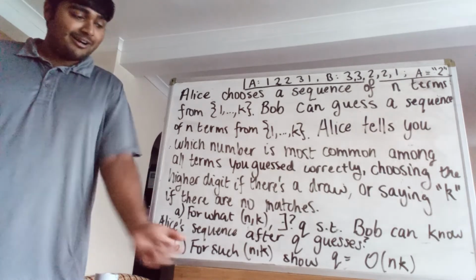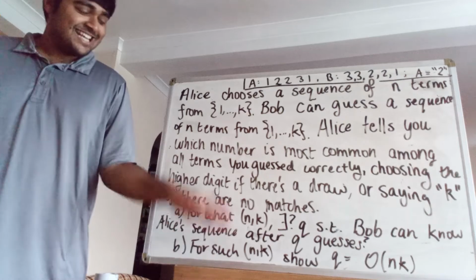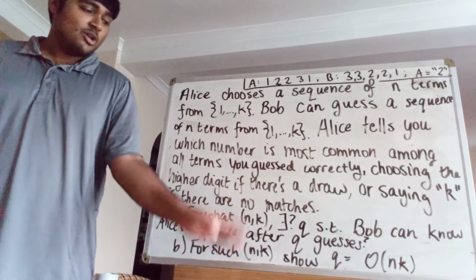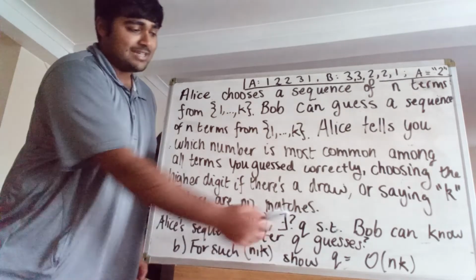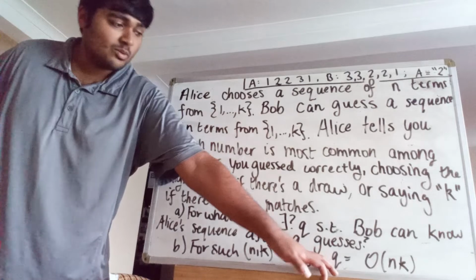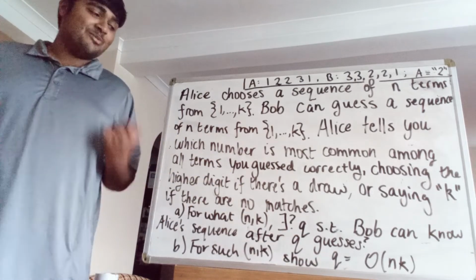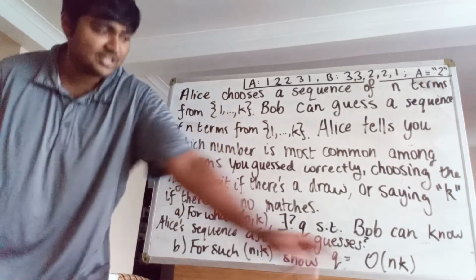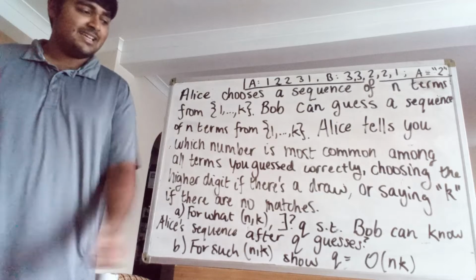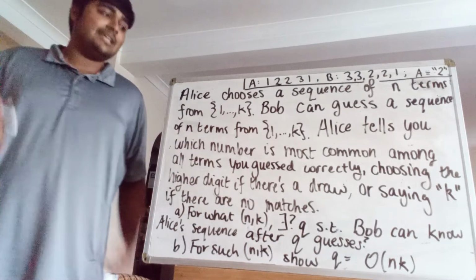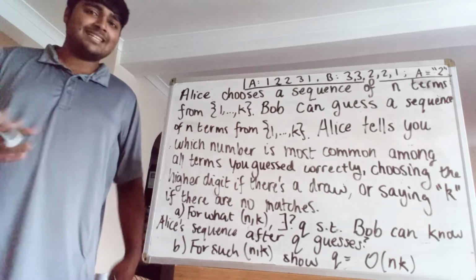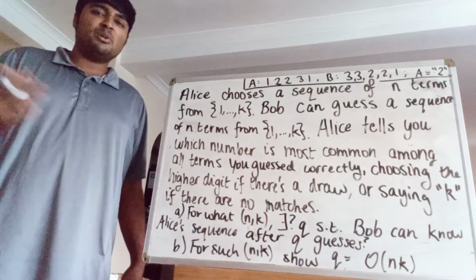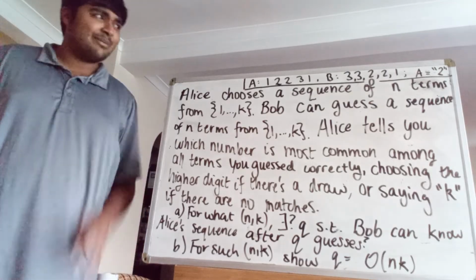That's part A, and then part B says that for such n, k, i.e. for the n, k that is your answer in part A, we want to show that Q is of order nk. So in other words, we can work out what Alice's code is in just of order nk guesses. This notation here just means there exists some positive constant c such that Q is less than or equal to c times nk. So in other words, Bob can guess Alice's sequence of numbers after at most cnk guesses. Anyway, this is the problem.